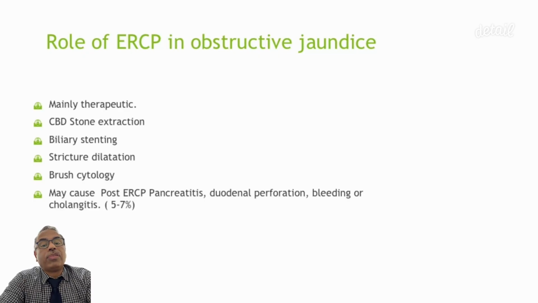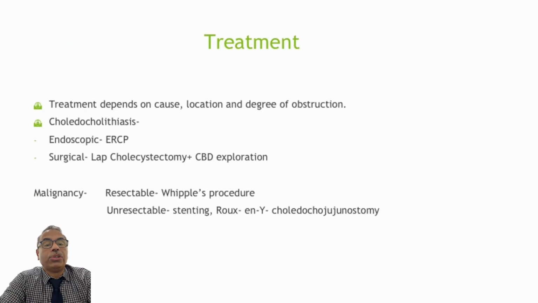Though it is a commonly performed procedure, it has its own complications, which fortunately are quite rare. One of the important complications is post-ERCP pancreatitis, which may occur in 3 to 5% of patients. It can also lead to duodenal perforation. That's why for any patient coming back from ERCP, you should always be careful about this perforation and keep a close watch on abdominal findings. It can also cause bleeding, especially in patients with coagulopathies, or it can be a source of infection leading to cholangitis.